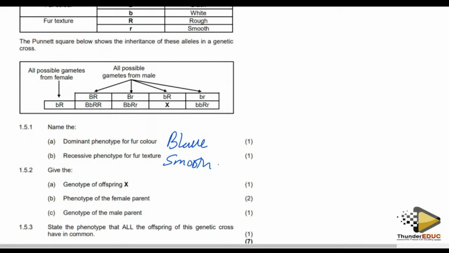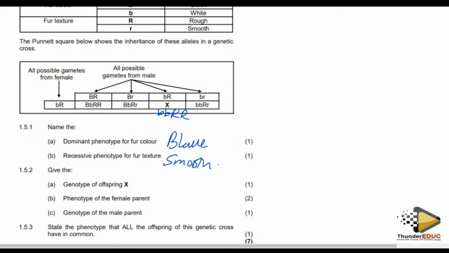They are saying give the genotype of offspring X. They are saying genotype. So if you are saying genotype, then it means that you're going to come here and here. So it's going to be small b, capital R. So that is the genotype for that individual.